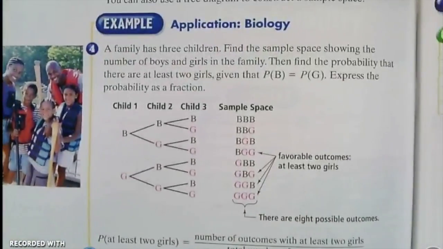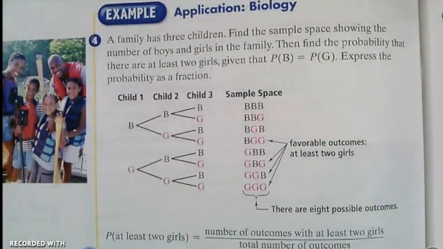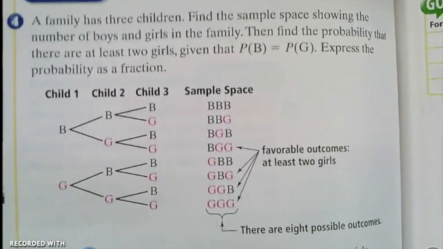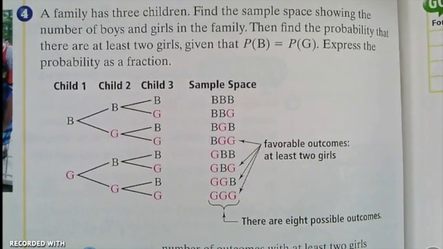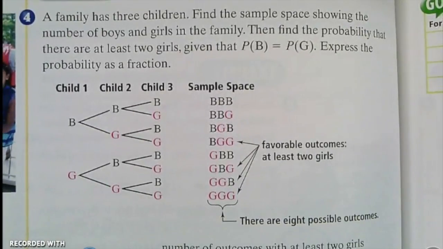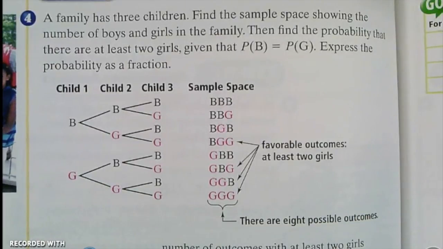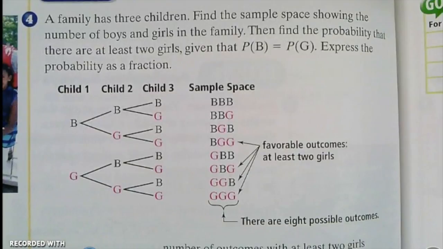All right, now that's the end of those, but I did want to show you the last type of question from your book. All right, this is called a tree diagram. A family has 3 children. Find the sample space showing the number of boys and girls in the family. Then find the probability that there are at least 2 girls, given that the probability of boys equals the probability of girls, so they're the same. Express the probability as a fraction.